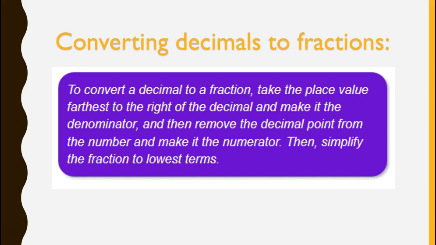Here is an explanation from Study Island. It says to convert a decimal to a fraction, you take the place value farthest to the right of the decimal, and you're going to make that your denominator. Then you're going to remove the decimal point and make that number the numerator. Then most of the time you'll need to simplify. So let's take a look at an example.